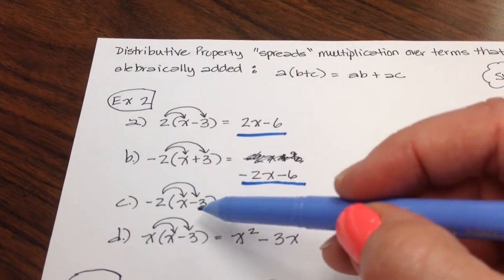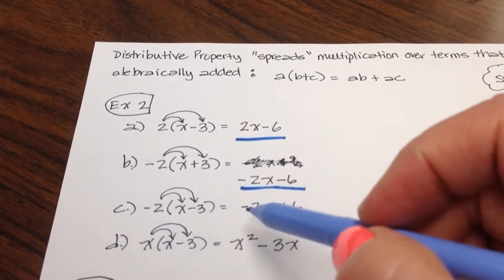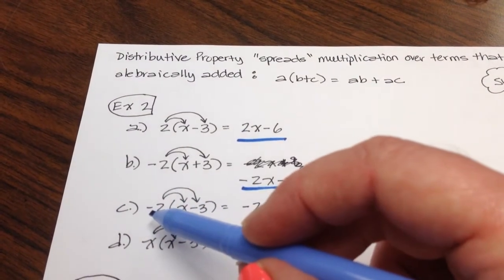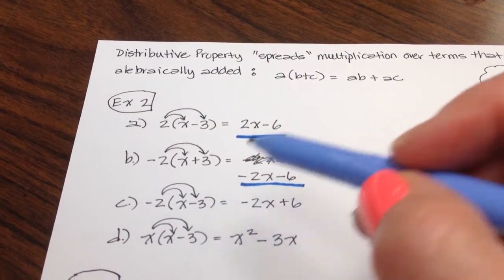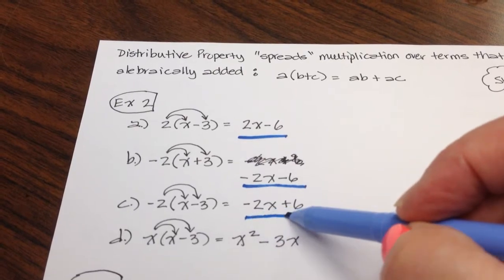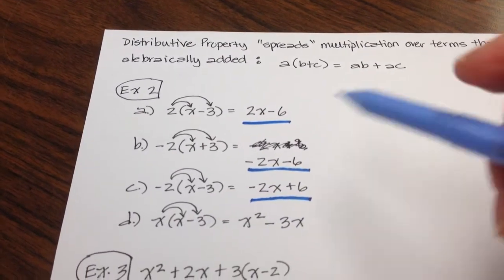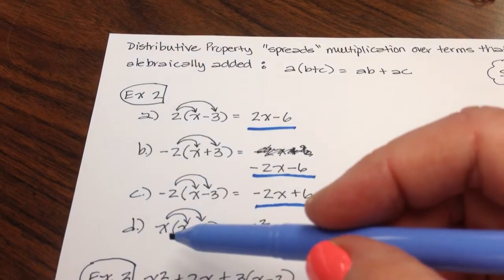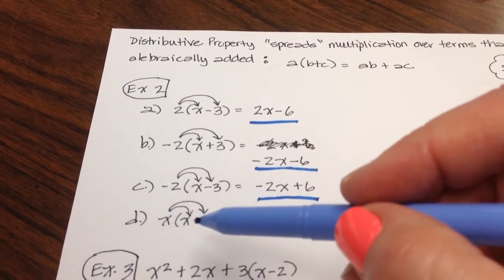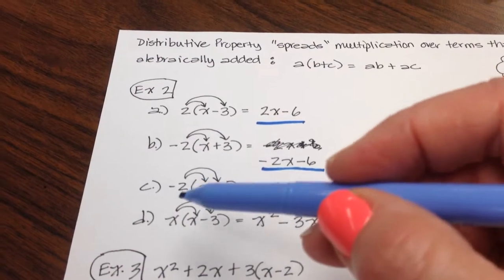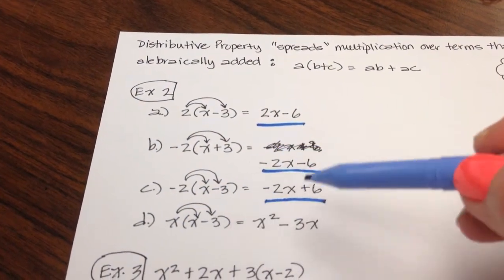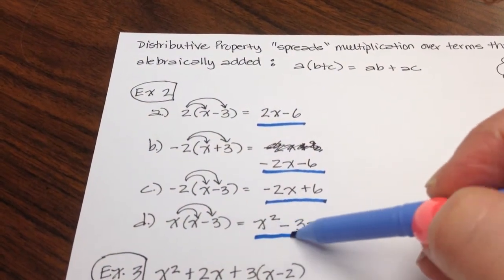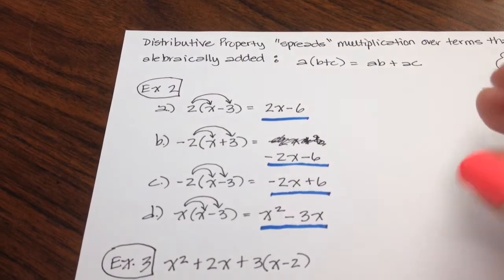Negative 2 times (x minus 3): you're still going to get your negative 2x, but then look, negative 2 times negative 3 is positive 6. So now we have negative 2x plus 6. And then we can do it without any numbers, just with our exponents. What happens? We have x times x, which is x squared, and then x times negative 3 is minus 3x. Ta-da! So that's not hard, right?